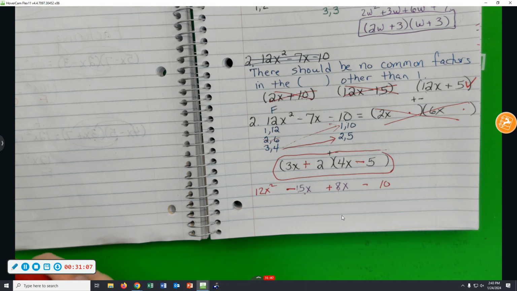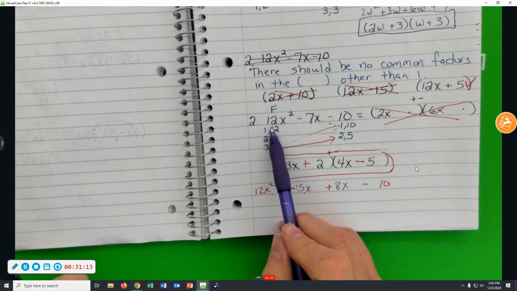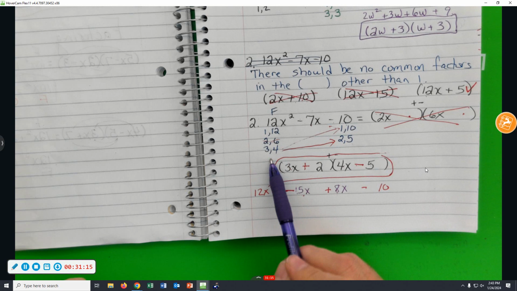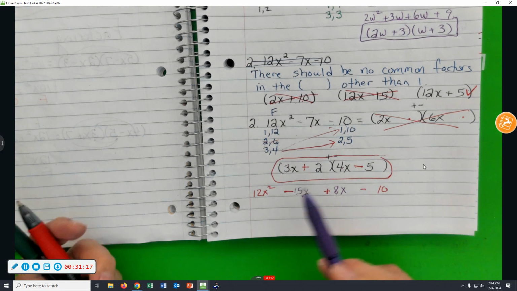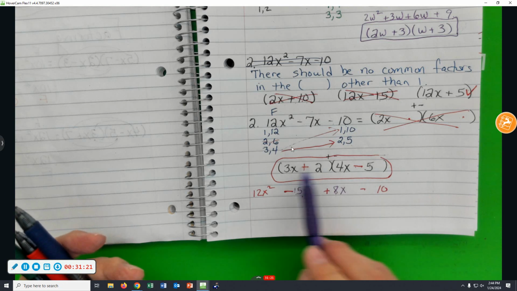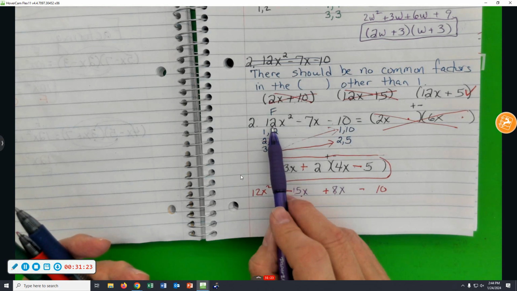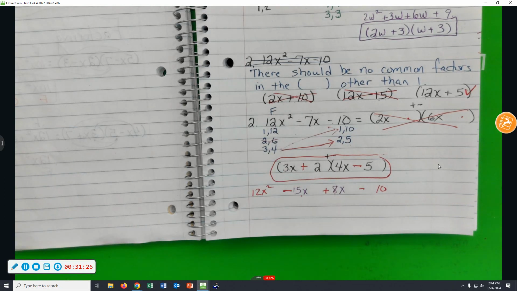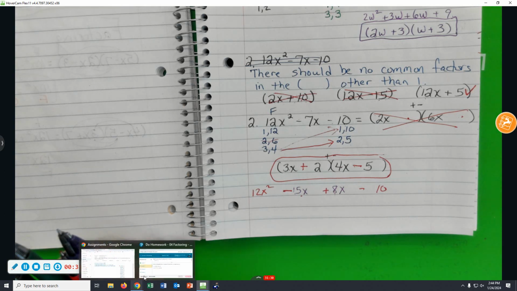That's what you're doing. You're making up a FOIL problem that'll give you back the thing you started with. That's why we're only using numbers that multiply together to give 12. You wouldn't want to use a 5x and a 9x. That would give you 45 for the first terms. You want 12. You're making it work out. Okay? Type it in so they'll feel confident.